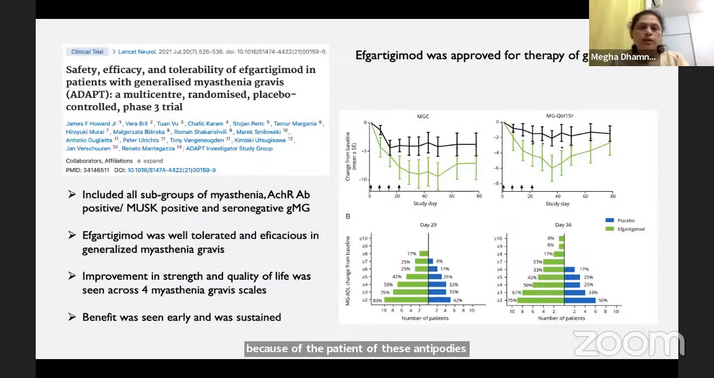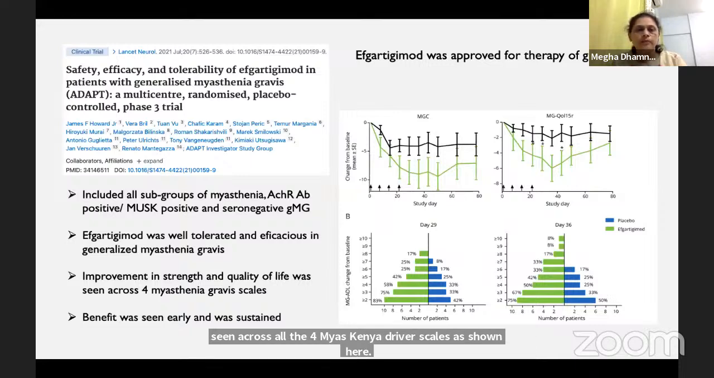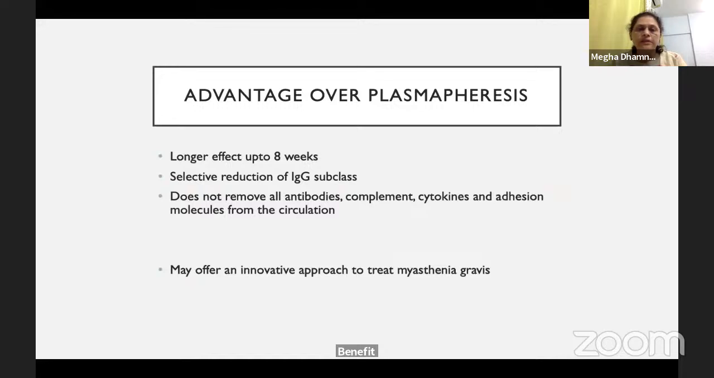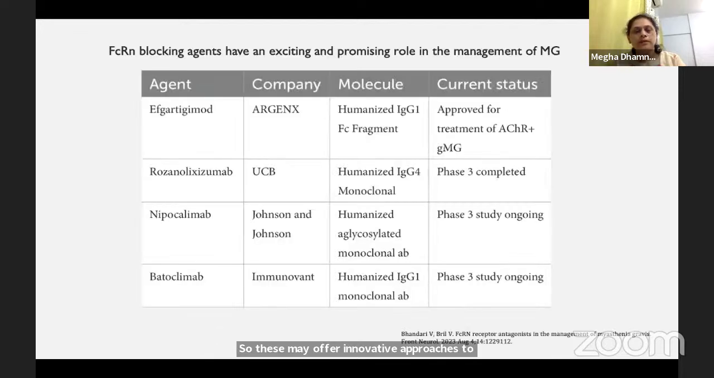Efgartigimod is approved for treatment of generalized myasthenia gravis, and improvement in strength and quality of life was seen across all the 4 myasthenia gravis scales as shown here. Benefit was seen early and was sustained. What would be the advantage over plasmapheresis? The longer lasting effect, selective reduction of the IgG subclass, and it does not remove the complement, all the antibodies, cytokines, and adhesion molecules from the circulation. So these may offer innovative approaches to treat myasthenia gravis.